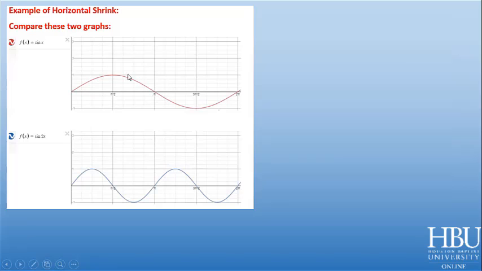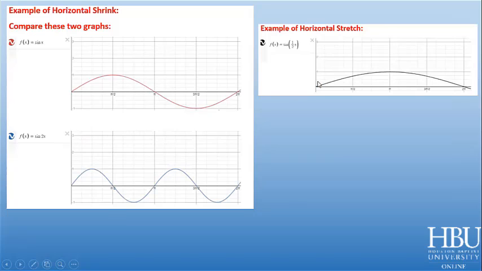Notice that this part of the wave from 0 to 1 back to 0 goes along an x-axis where the x value goes from 0 to pi. In the function down here, the function goes from 0 to 1 back to 0 as the x-axis goes from 0 to just pi halves. You can see that the red graph has been horizontally shrunk by replacing x with 2x.